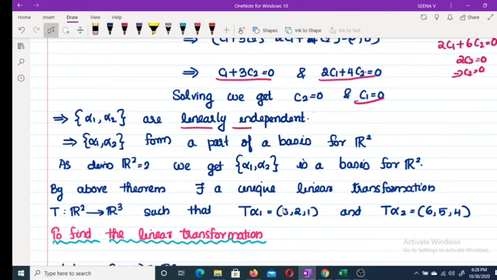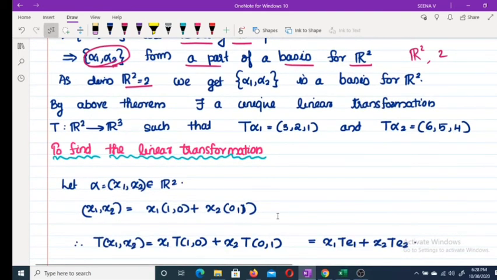Now, any linearly independent set forms part of a basis for R2. Therefore, alpha 1 and alpha 2 form part of a basis for R2. But what about the dimension of R2? It is 2. Here the number of elements is 2. Therefore, this is a basis for R2. Therefore, using the theorem, there exists a unique linear transformation T from R2 to R2 which satisfies T alpha 1 equal to this one and T alpha 2 equal to this one.